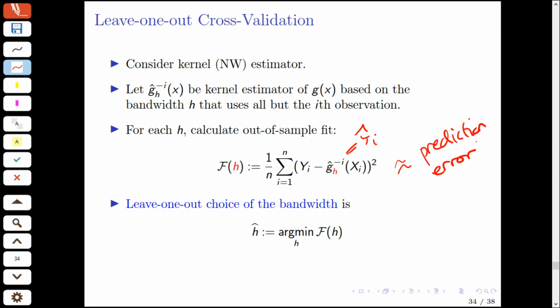So that's what we'll do. We'll minimize this measure of prediction error or misfit and choose our bandwidth from a collection of candidate bandwidths such that we minimize the out of sample prediction error. This choice, since we've left out each observation in turn, is often referred to as the leave one out choice of the bandwidth, or leave one out cross-validated choice of the bandwidth.